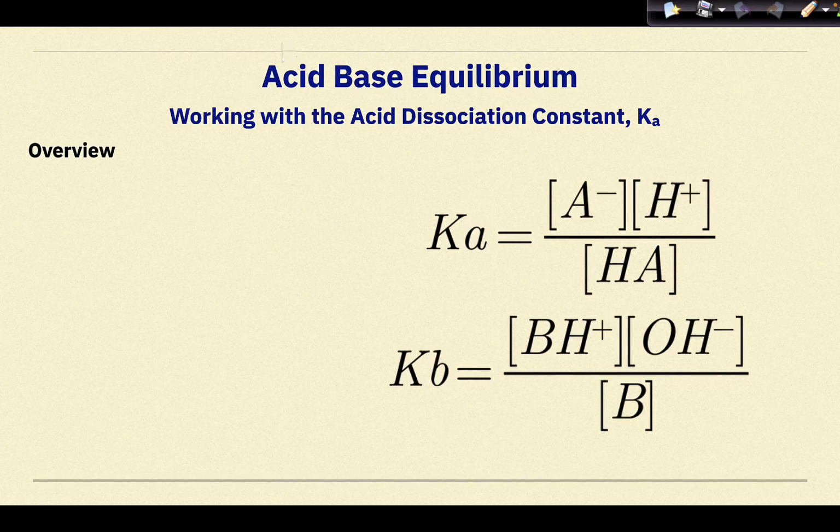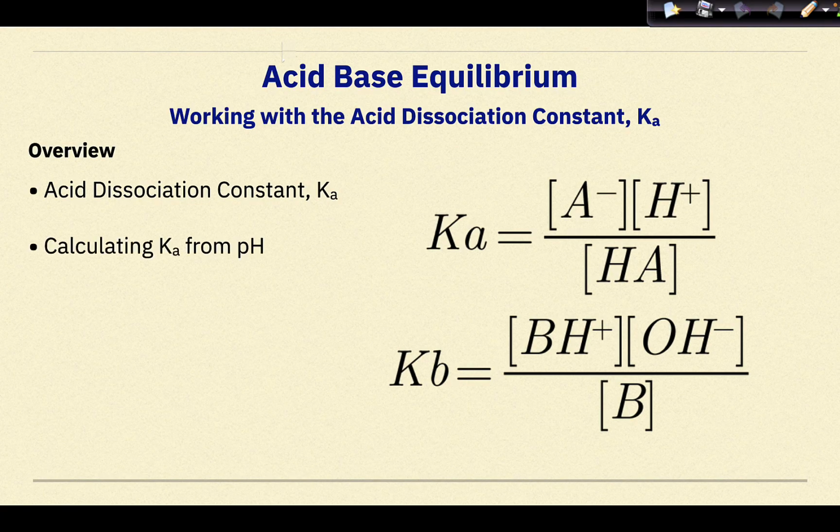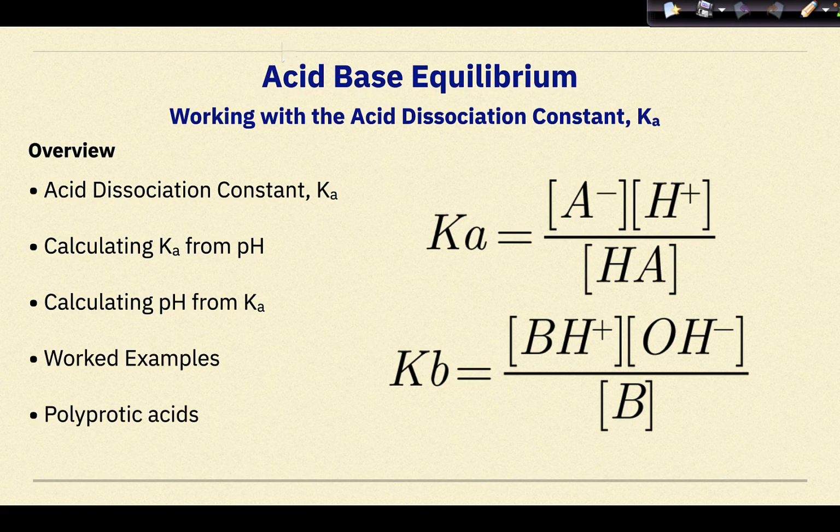Acid-base equilibrium, working with the acid dissociation constant Ka. In this tutorial, we will be looking at the acid dissociation constant Ka, calculating Ka from pH, calculating pH from Ka, doing a lot of worked examples, and then finally talking about polyprotic acids.